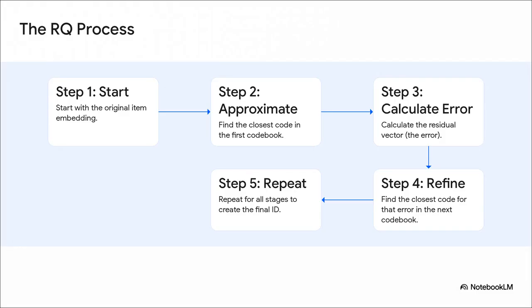Let's walk through it. Step 1. You start with your item's vector embedding. Step 2. You find the closest matching code from your first, most general codebook. Now here's the clever part, the residual part. You calculate the difference, the error, between your original vector and that code. Step 4. You take that leftover error vector and find the closest code for it in the next codebook. And you just keep repeating that, with each new code refining the mistakes of the one before, getting you closer and closer to pinpointing the original vector.